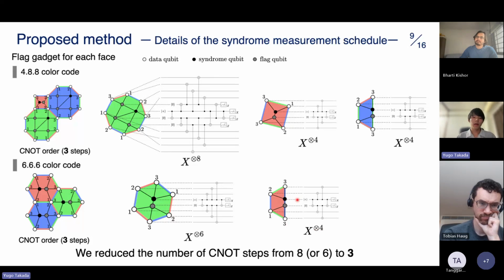In both cases, the number of sync steps has been reduced to 3 steps, which is the minimum in the case of the color codes, because in color codes, up to 3 stabilizer generators are involved for each data qubit, and at each time, at most 1 operation can be applied to any given qubit.